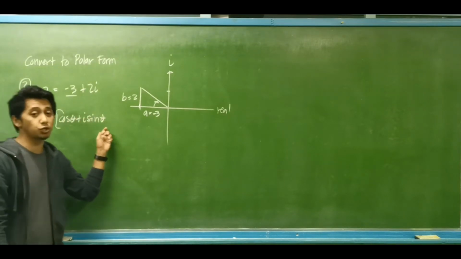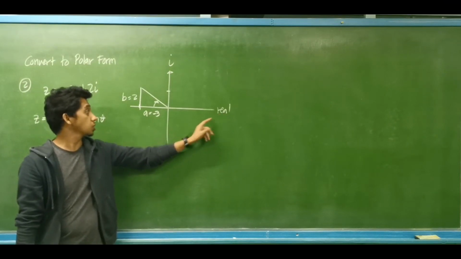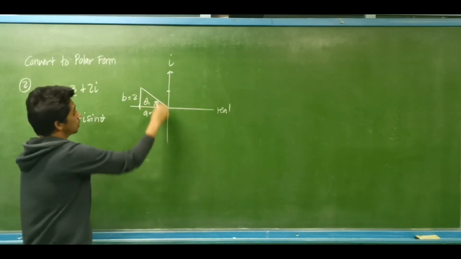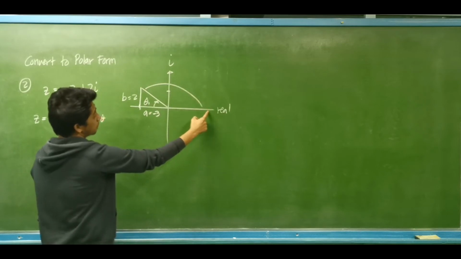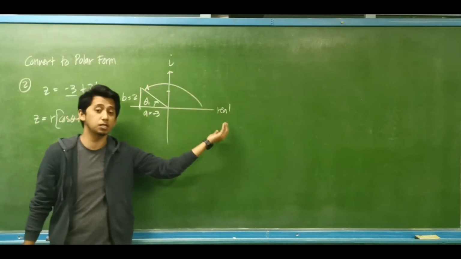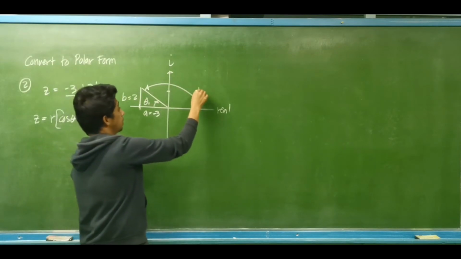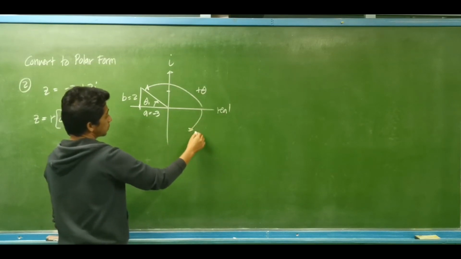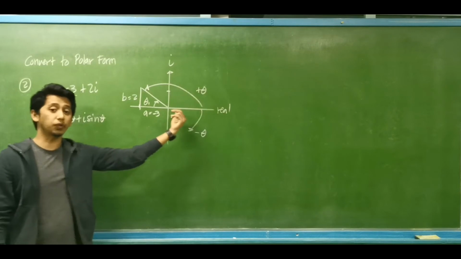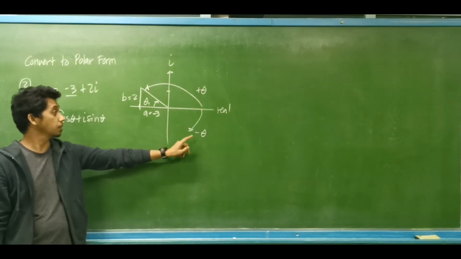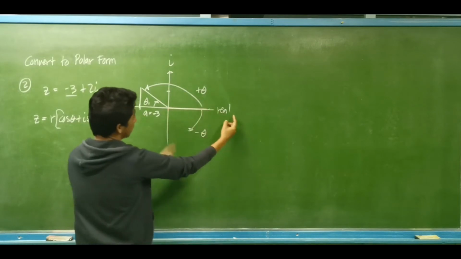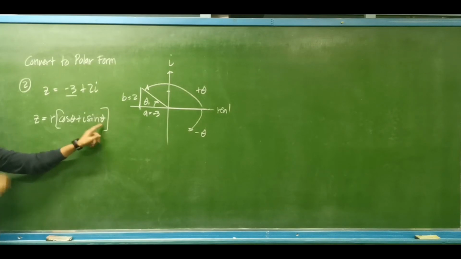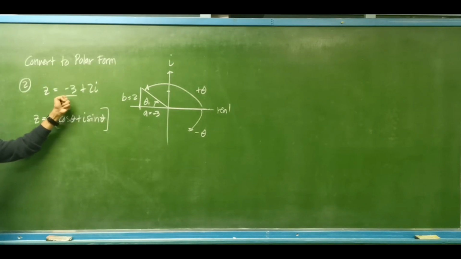The value of theta should be measured from the positive real axis, not from the negative real axis. So let's say first, this is our theta 1. Our argument should be measured from the positive real axis. Usually, if it is measured counterclockwise, that should be positive theta. And if it is measured clockwise, it is negative. So counterclockwise positive, clockwise negative. Again, our basis should be the positive real axis. That is the angle we are going to use for the polar form of this complex number.